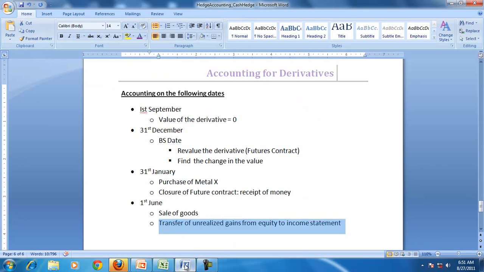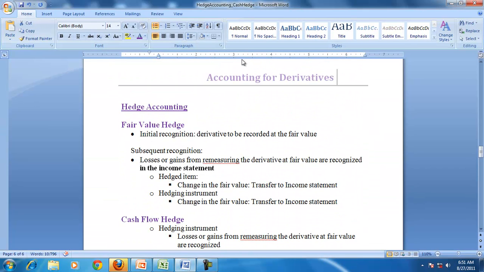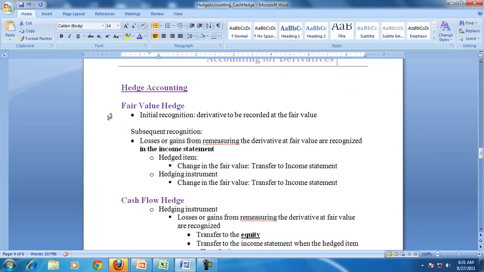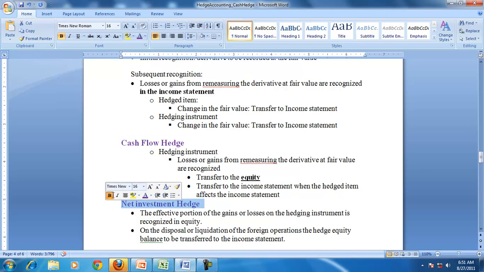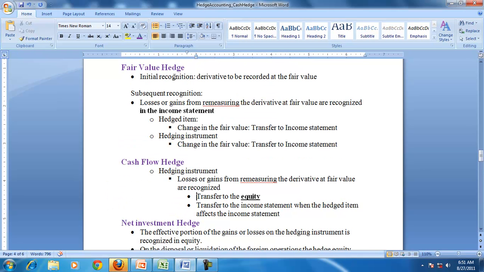So, to summarize, the accounting for hedge items depends on the nature of the hedge, whether it is a cash flow hedge, a fair value hedge, or a net investment hedge. In all the three cases, the initial recognition is the same, but the subsequent recognition in case of cash flow hedge and net investment, the subsequent changes in the value of the derivative are transferred to the equity and then retransferred to the income statement, whereas in case of a fair value hedge, that happens immediately. In our next session, we'll see an example on fair value hedge.